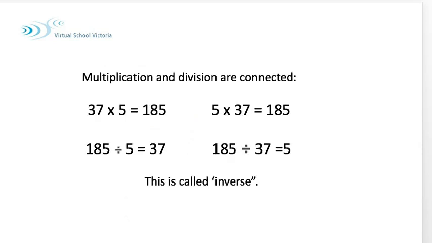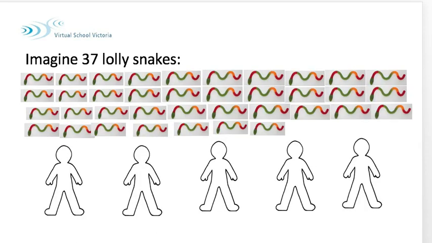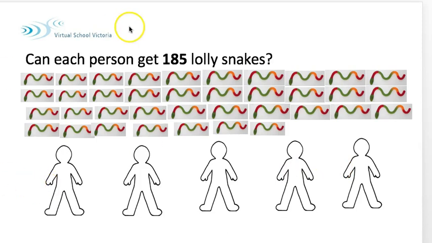Now we're going to quickly look at this. We're going to work with this group of numbers that looks like we might have swapped them around. Will it work in real life? Well, let's imagine 37 lollies, and we have to share 37 lollies with 5 people. Could they possibly get 185 lollies each? Some people said, yes, this is a fact. But if you really think about it, it is not possible.